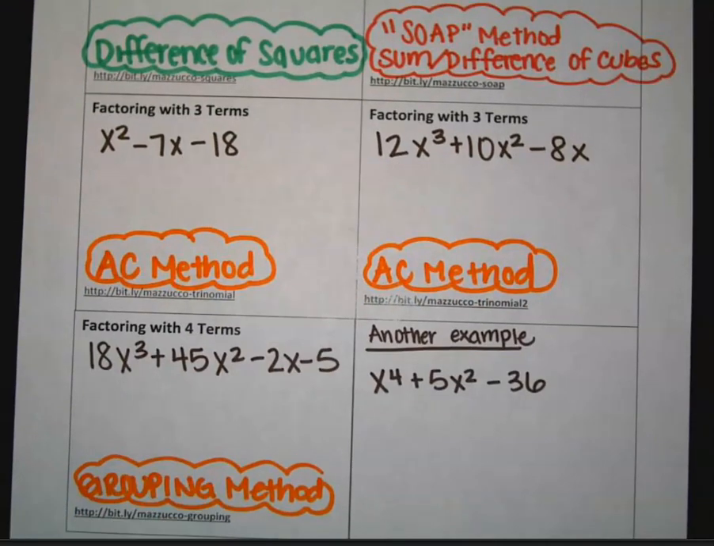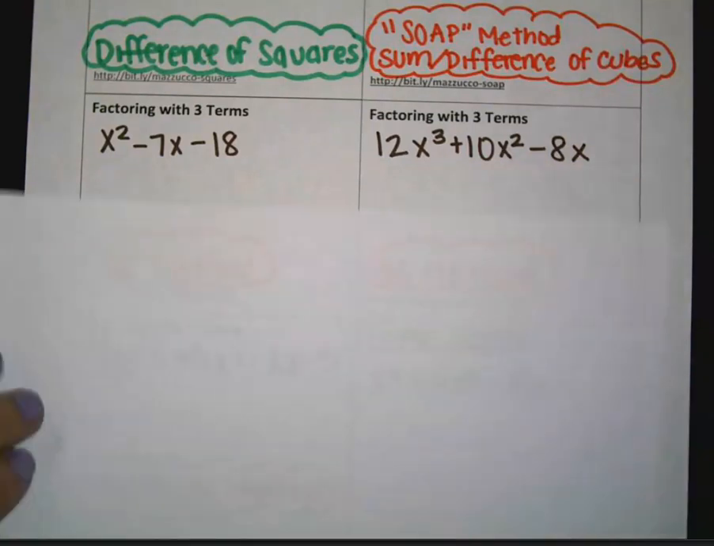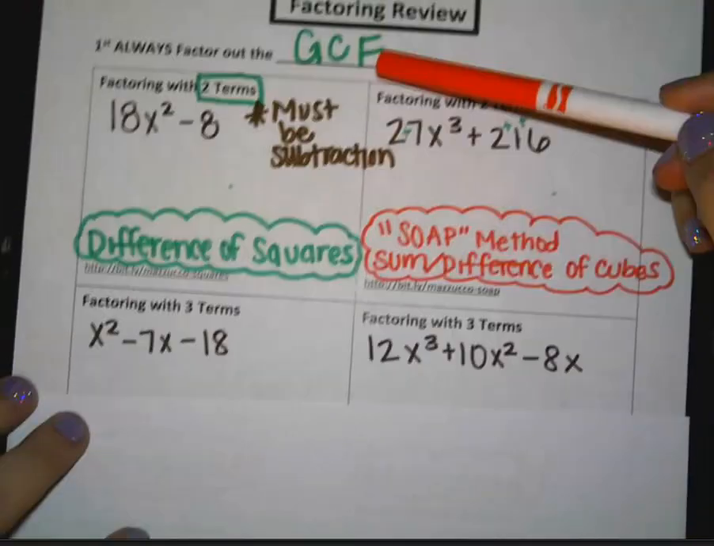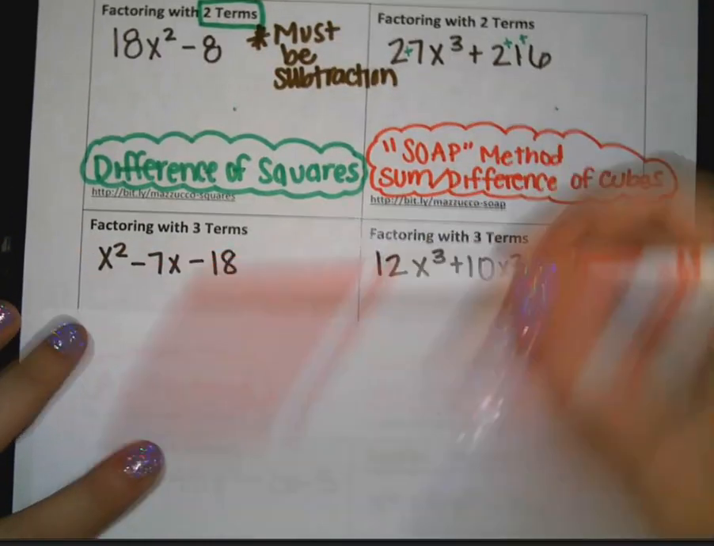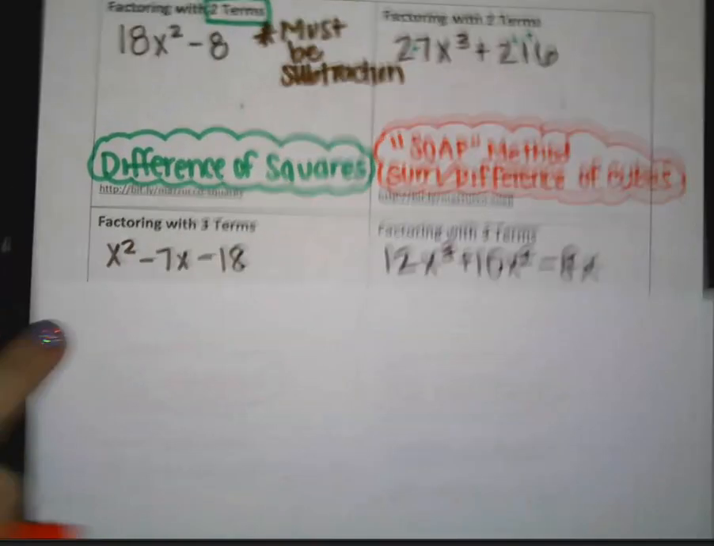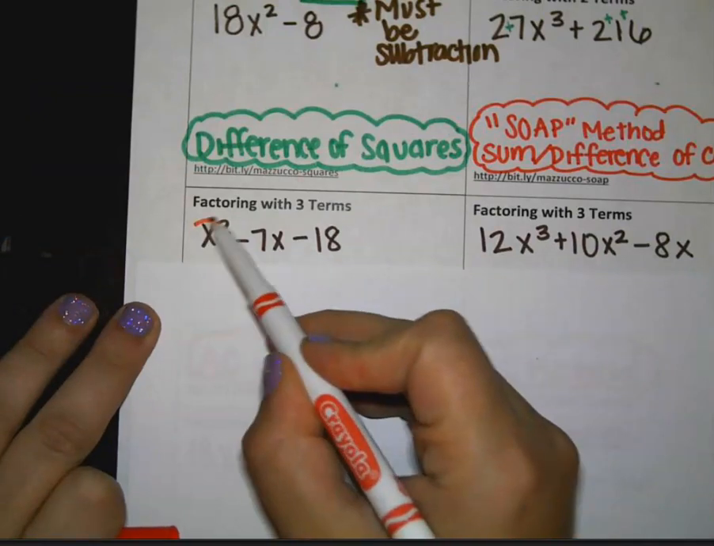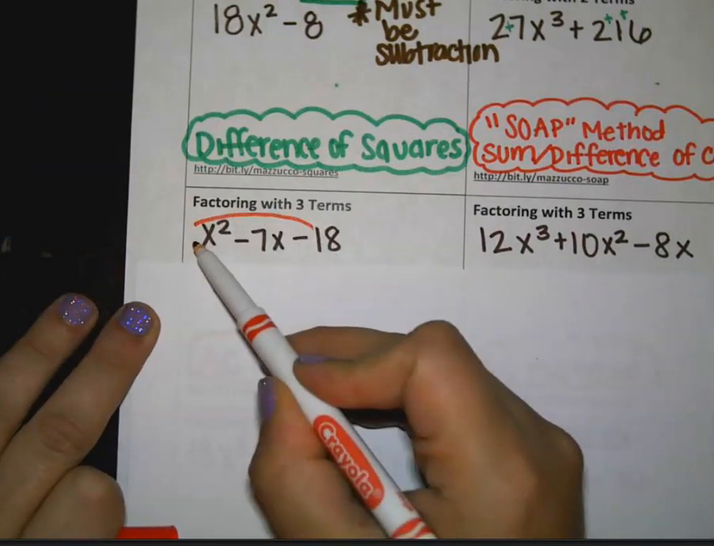Okay, now let's move on to 3 terms. So let's go ahead and do 2 examples when there are 3 terms. The first thing you do when there are 3 terms is you look for a GCF. That's always step 1. So there's nothing that goes into all of these. So then the next thing we do is we multiply A and C. Well, there's no number here other than 1.